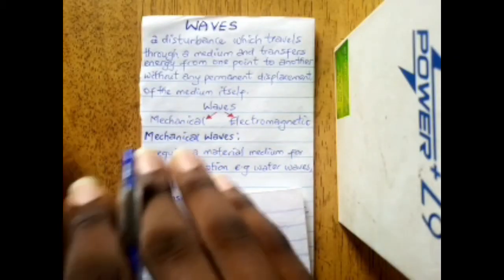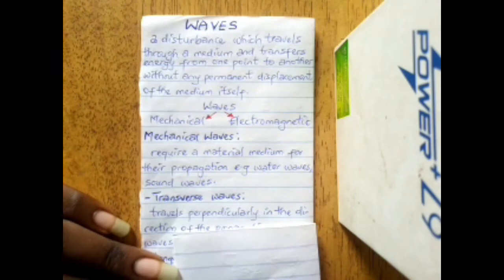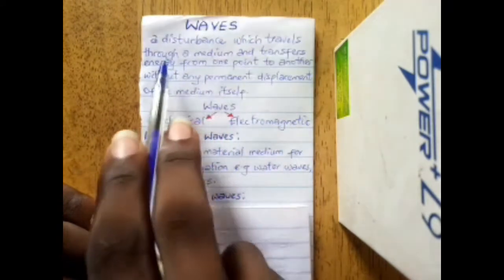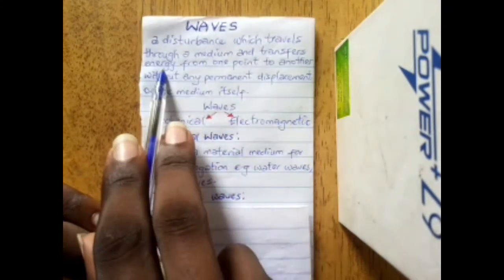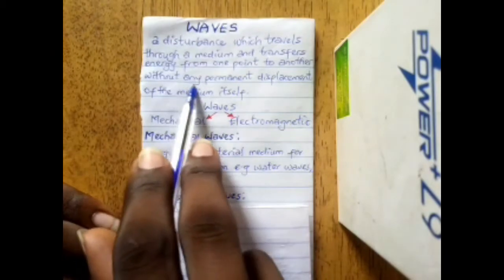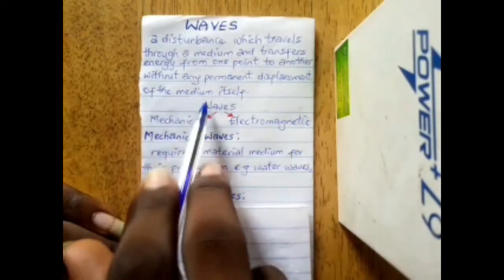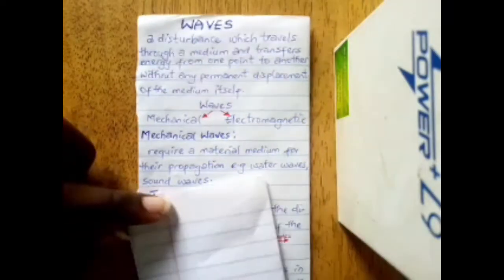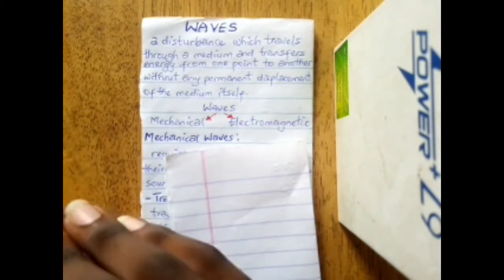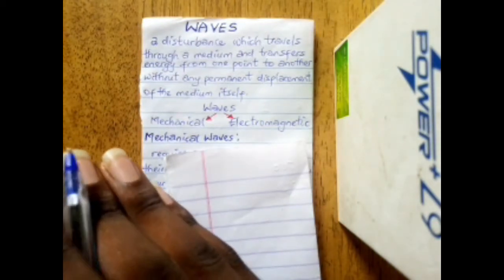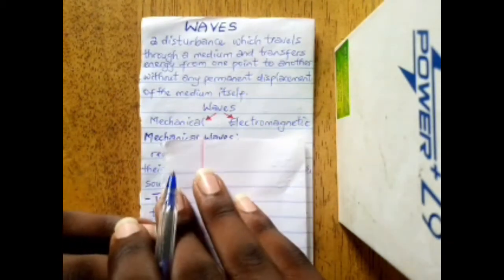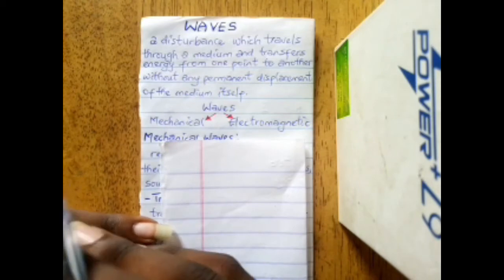Today we'll be talking about waves and wave motion. A wave is a disturbance which travels through a medium and transfers energy from one point to another without any permanent displacement of the medium itself. What do we mean by this simple definition? Waves are disturbances which travel through a medium, and by virtue of passing through that medium, they transfer energy from one point to another without displacement of the particles of that medium.